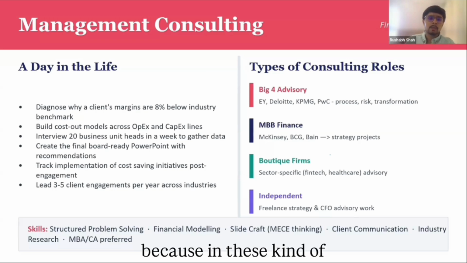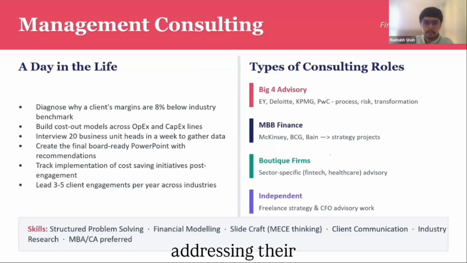Client communication, because in these kinds of roles you are always front facing, you are always dealing with the clients, asking them questions, addressing their questions. Industry research, because you are benchmarking against the industry, so you need to have depth and understanding of the industry as well, which you do by researching that particular industry.